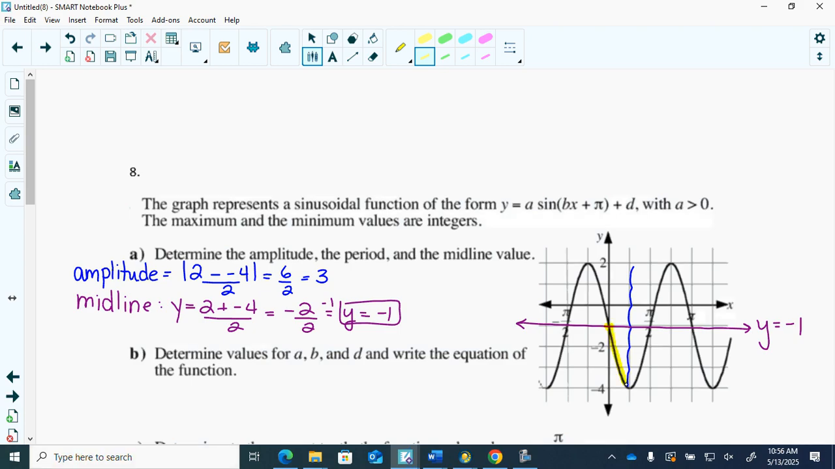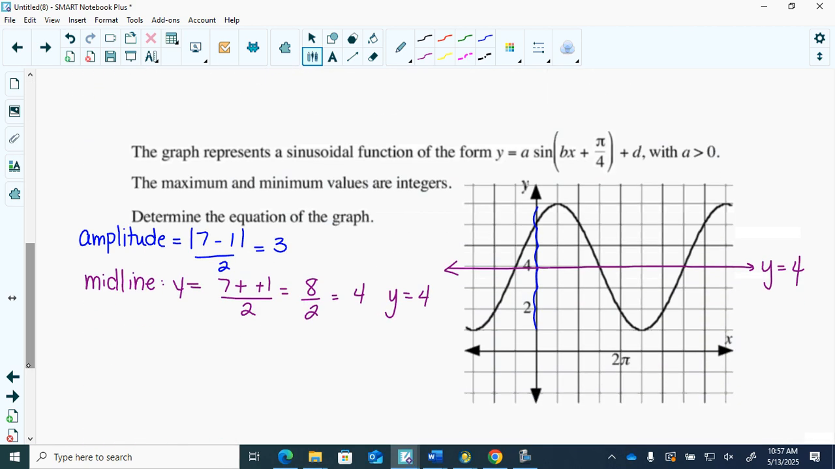All right. So this one, start at the y-axis, we go past the min. Are we done? No, we have to go past a max back to that height. So how horizontal is that? Pi. So the period equals pi. Okay?